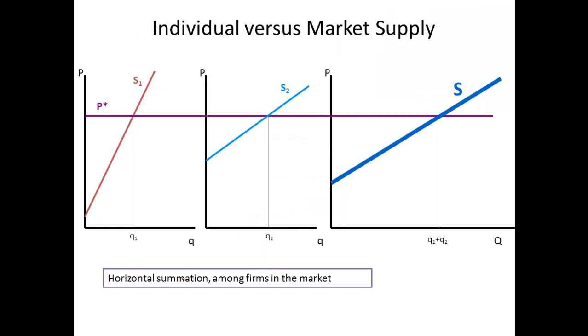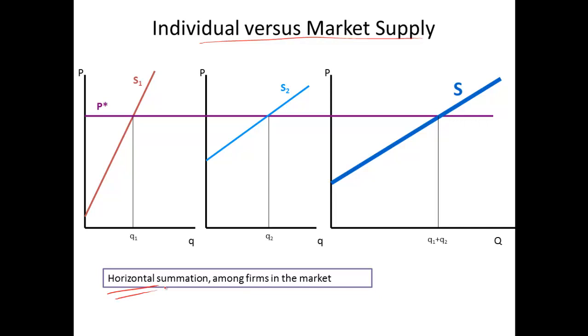Okay, last topic for this video. I want to talk about individual firm supply curves versus market supply curves. This is a little bit of a familiar idea. We're going to get the market supply curve from horizontally summing firm supply curves.